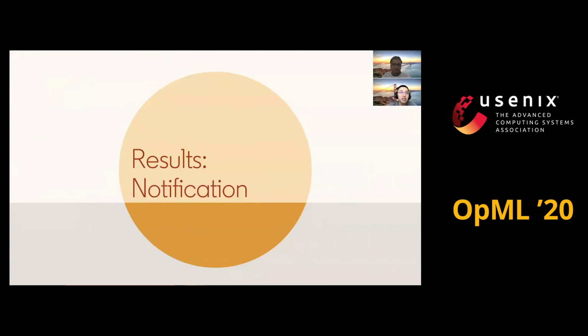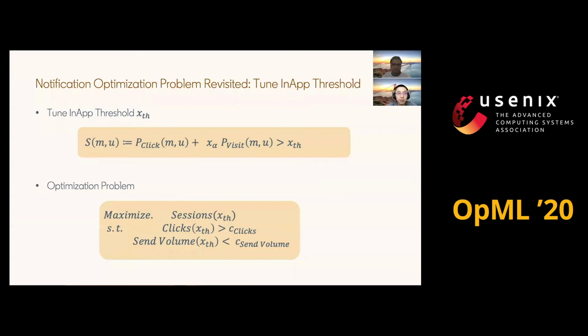After introducing the system architecture, we'll go over the results we obtained from the system. Let's recap the notification optimization problem. We want to tune the in-app threshold, which determines whether to send notifications to members. The scoring function is a combination of the click model prediction score and the visit model prediction score. Right now, we don't tune the combination weight, but we only tune the in-app threshold. We want to maximize the sessions given the click metrics are at least as good as the control metrics, and the send volume is at most as large as the control send volume.